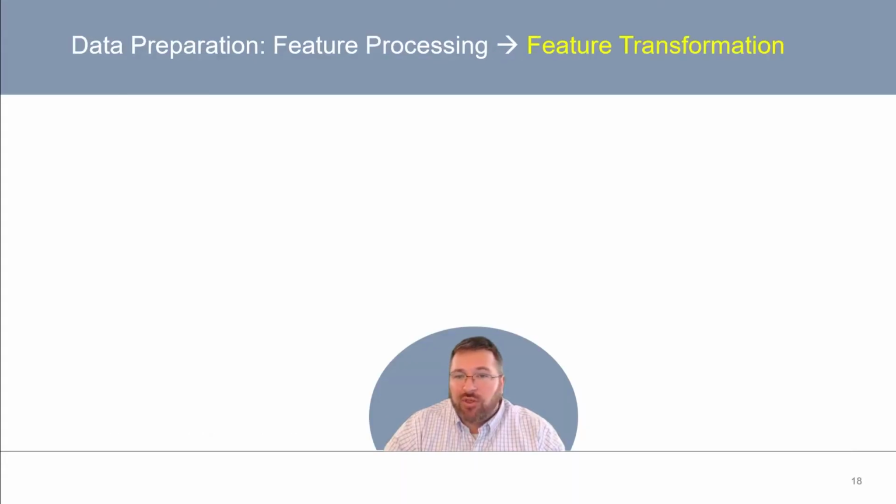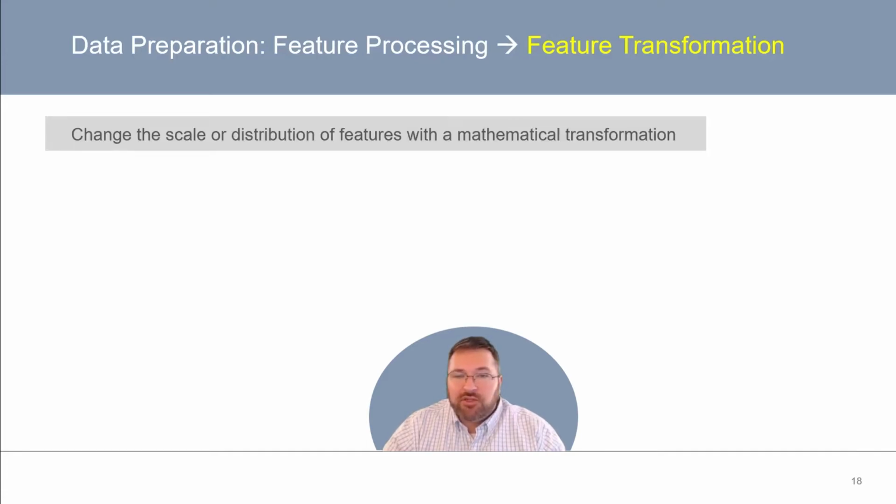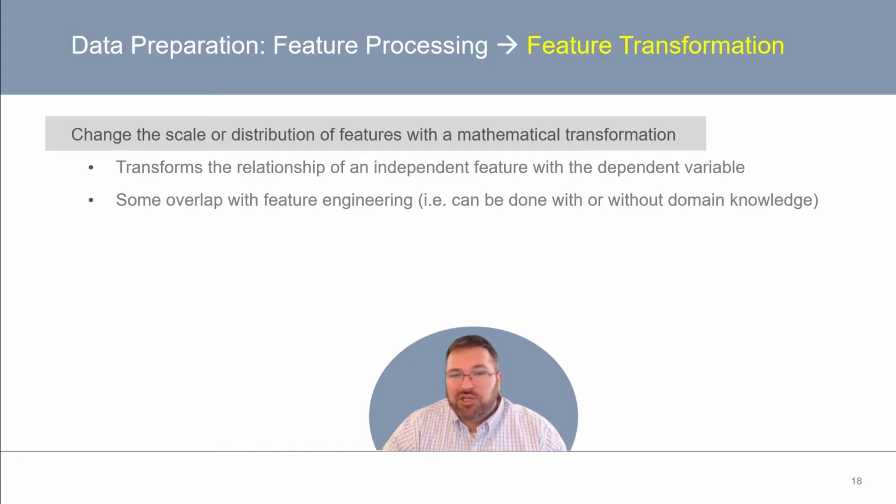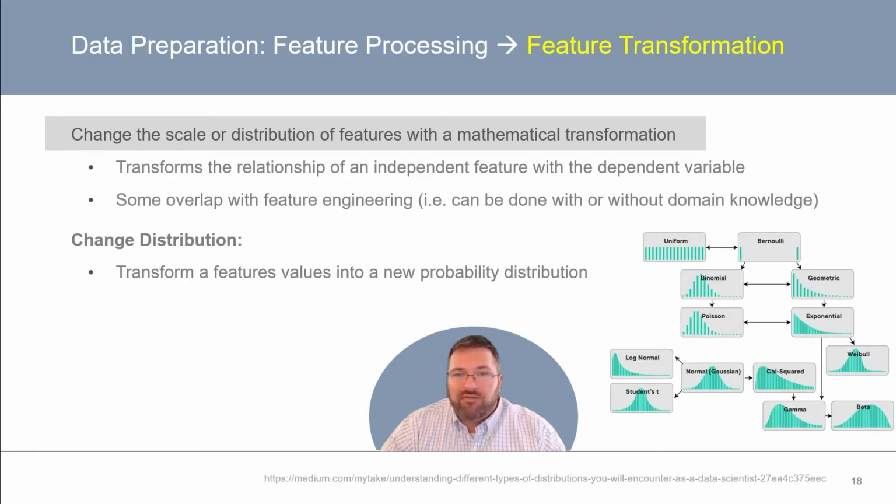Next, we move on to our third element of feature processing, specifically feature transformation. Feature transformation seeks to change the scale or distribution of features in the data by applying some form of mathematical transformation. Fundamentally, this transforms the relationship of an independent feature with a dependent variable. Also, as mentioned earlier, there is some overlap here with feature engineering, as feature transformation can be achieved with or without the use of domain knowledge. There are generally two goals in feature transformation.